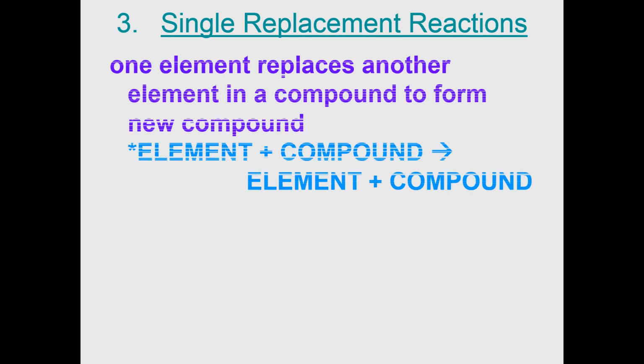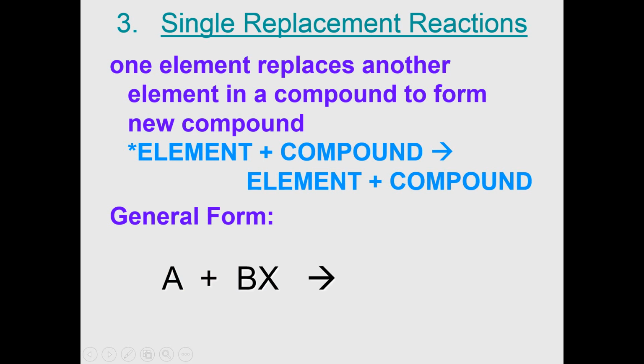Single replacement reactions can be identified by looking for an element plus a compound forming another element and a compound. And keep in mind these 2 things can be flip-flopped as well as the reactants. They can also be flip-flopped.